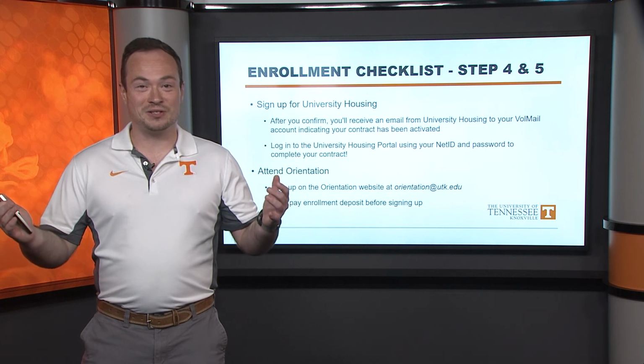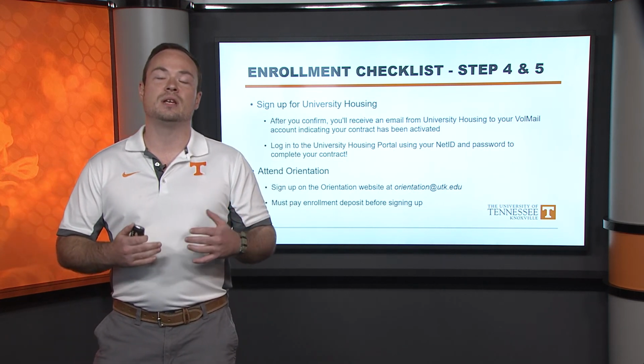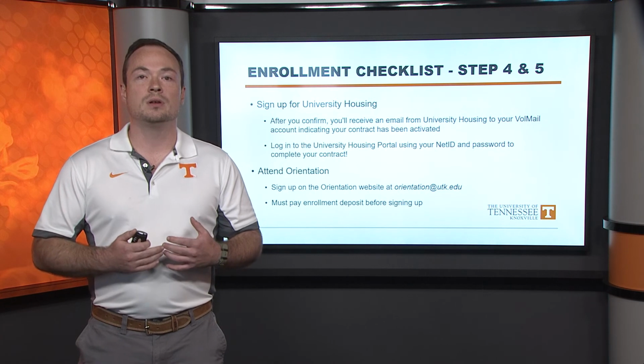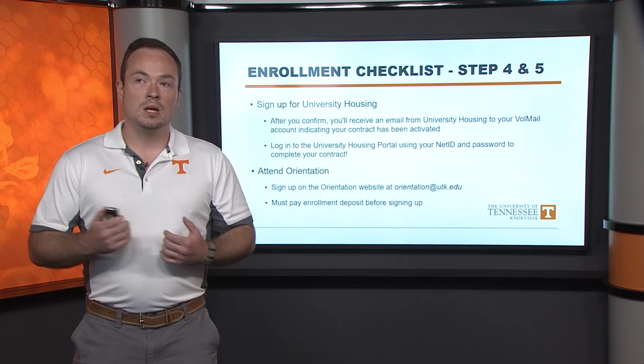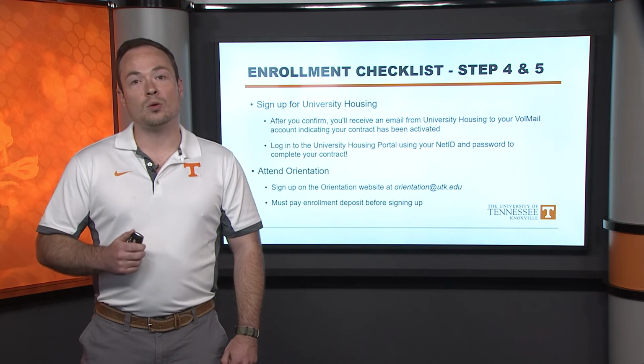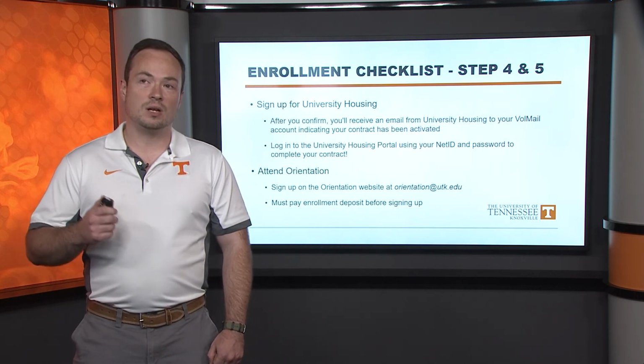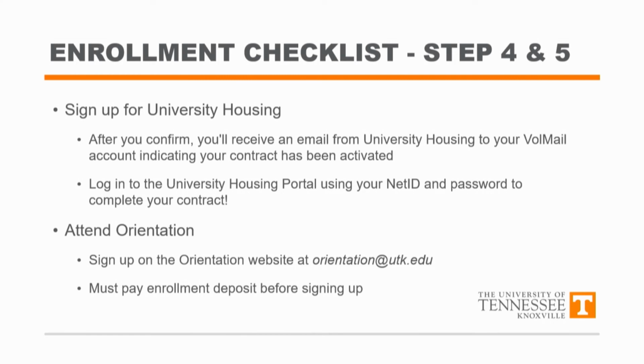And so now the fun stuff happens, okay? Now you're going to start getting emails and more information about your next steps for starting with us at UT. So that includes housing and orientation. So first, in terms of housing, after you confirm your enrollment, Housing is going to send you an email. Now that's going to be to your Vol mail, which is your new UT student email. And it's going to let you know that your housing contract is ready to complete. And then from there, it'll give you instructions on logging into the housing portal using your net ID and password, and then completing your housing contract.